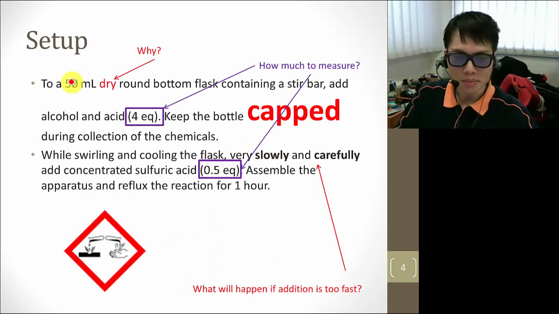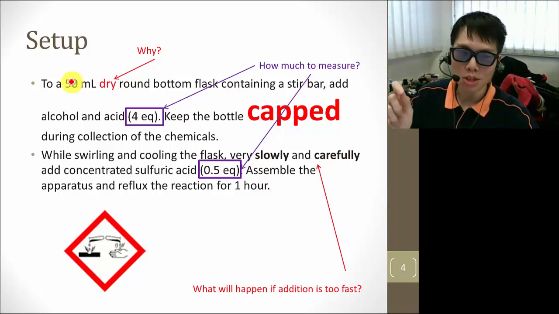In this reaction setup, we have to use a dry 50 ml round bottom flask. Now the question you could ask yourself is, why must it be dry? As mentioned just now in the equation, using Le Chatelier's principle, if it is wet, you have some water, it will shift the position of equilibrium towards the left hand side. That will reduce our yield of the ester.